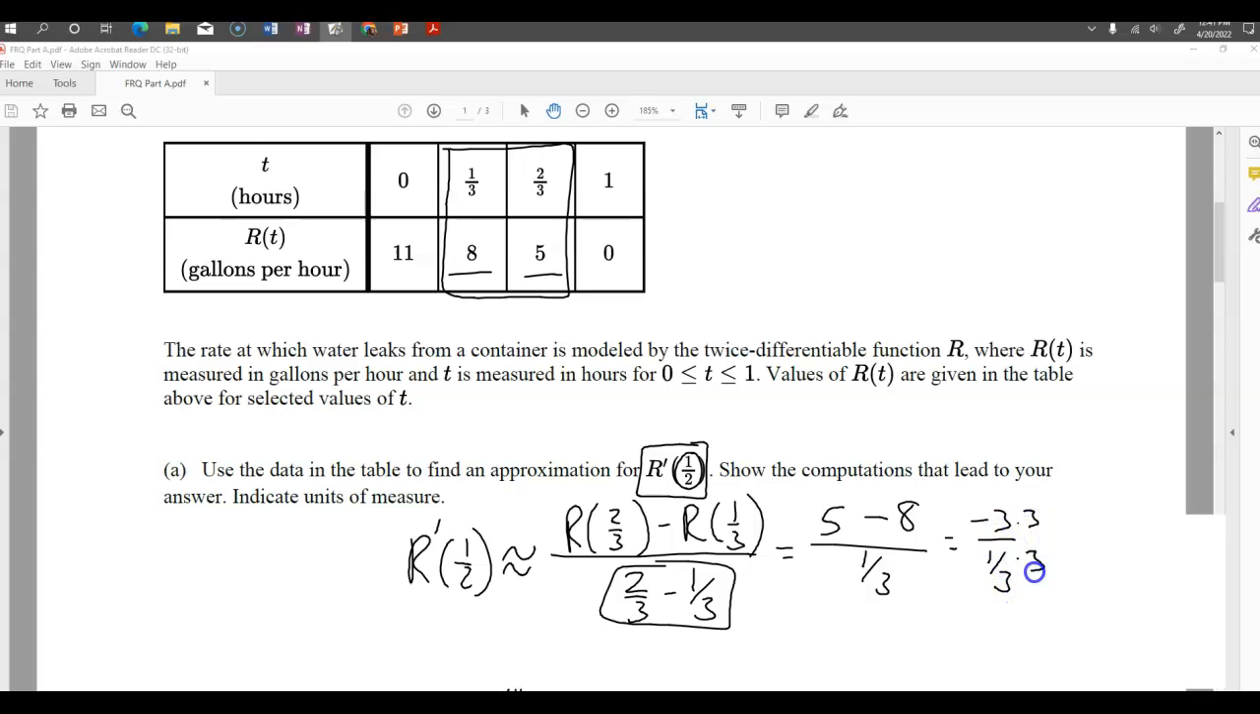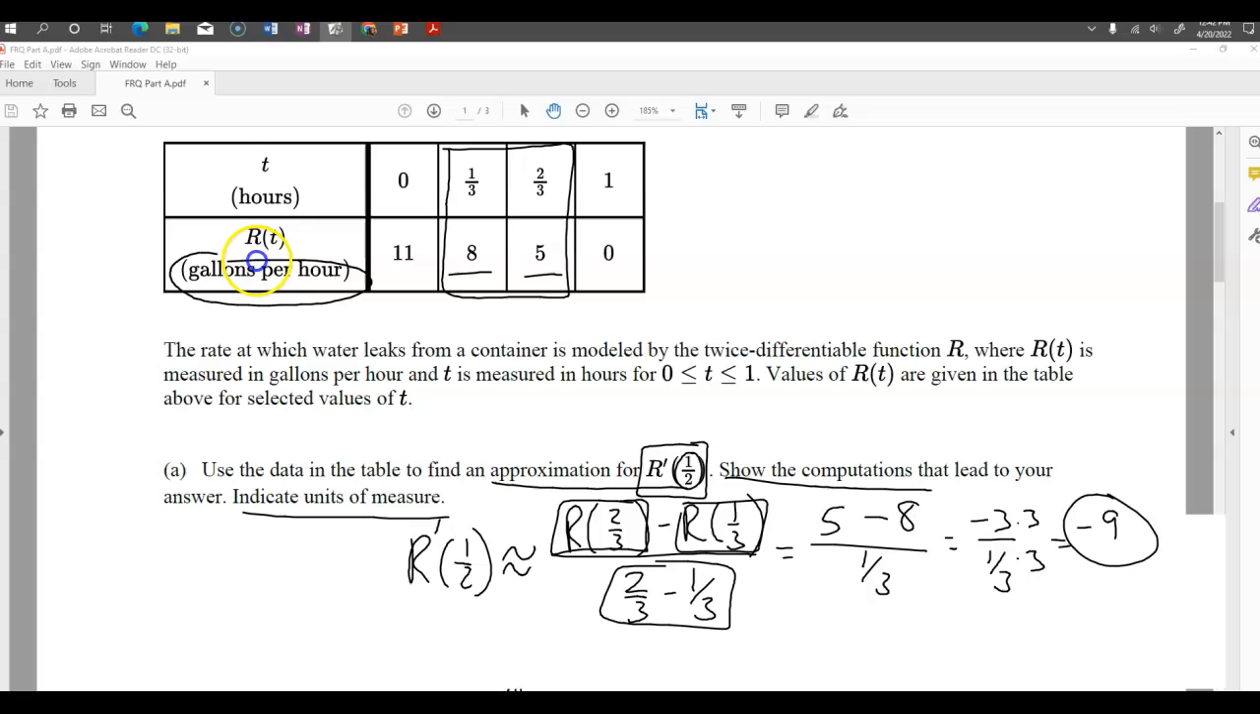Multiplying the top and the bottom by 3, which, by the way, you don't really have to do at this point because we're already done at this step. Technically, you don't have to simplify that, but I went ahead and did it. But let's go ahead and see. So now that is my approximation of R prime. They want to show the computations. I did that, but they want me to also give the units of measure. Okay, so what are the units of R?